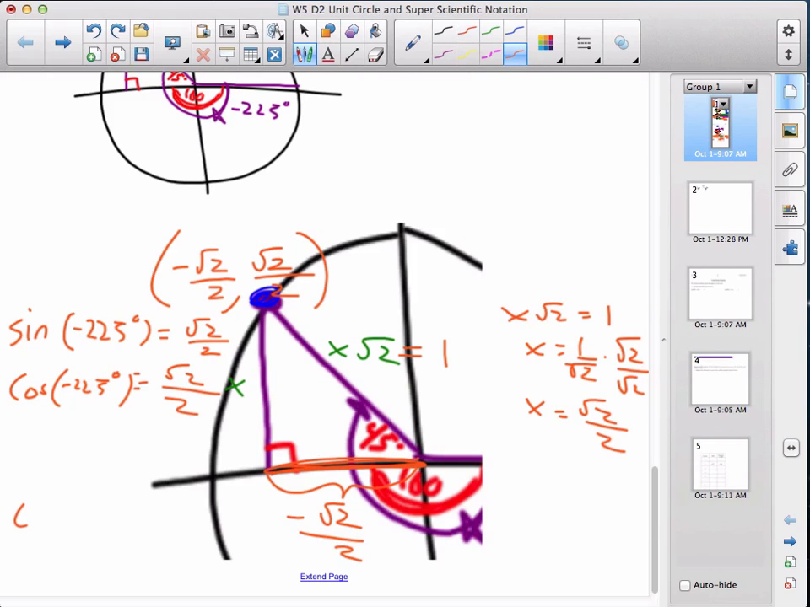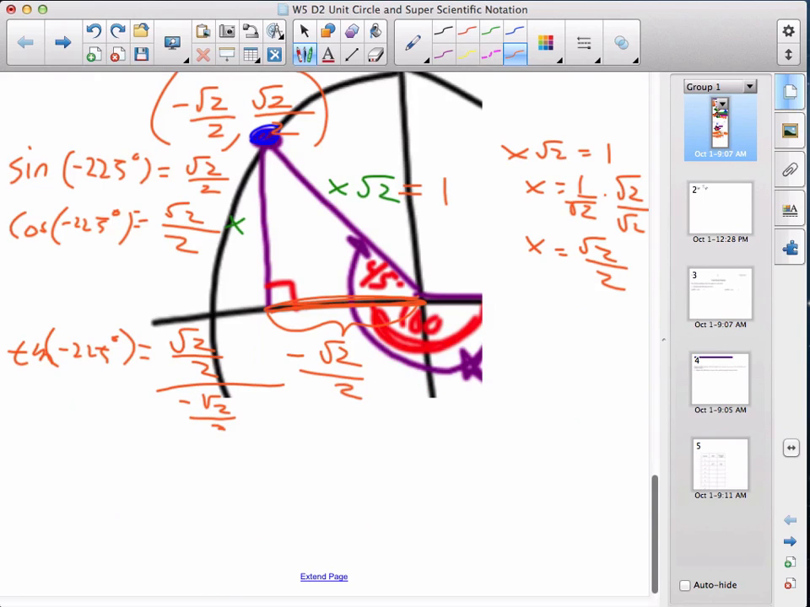Okay, and then the tangent would be what? Negative 1. Why? Because positive root 2 over 2 divided by negative root 2 over 2 would equal negative 1. Interesting. Which kind of makes sense, right? What would it appear as on the unit circle?